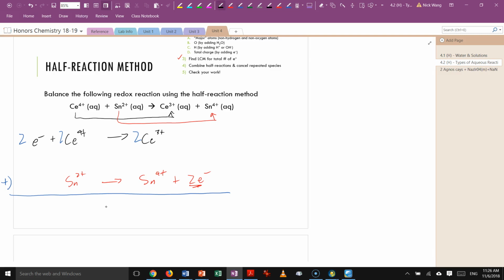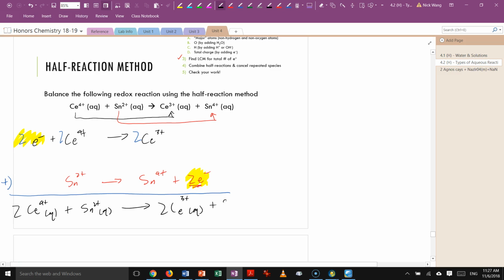So looking ahead a little bit, I know that the 2e here is on the left side of the equation. This 2e here is on the right side of the equation. Since they're identical in both identity and quantity, I know that the two effectively cancel each other out. So what we do instead is just write in what's left over. This ends up being the 2Ce4+, that was aqueous, right? We're including those, and Sn2+, which is aqueous. And then we're going to do 2Ce3+ (aq), bring that down, and the Sn4+ that we had from before. And there you have it.